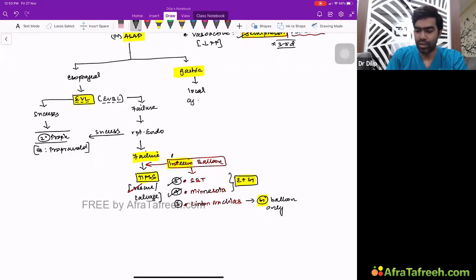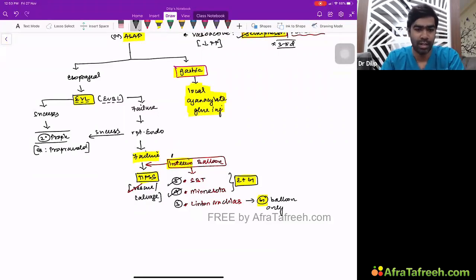So you are going to give a local cyanoacrylate injection, glue injection. There is something called cyanoacrylate glue. That is the first line method. This is a many times asked question. What will you do if you're encountering a gastric varix? The most important thing to know is that you cannot ligate the gastric varix. You are trying to inject a local cyanoacrylate glue.